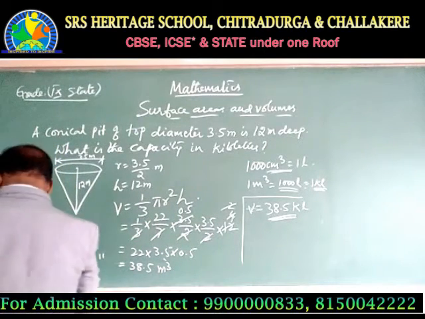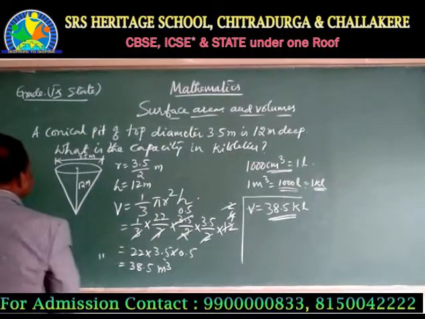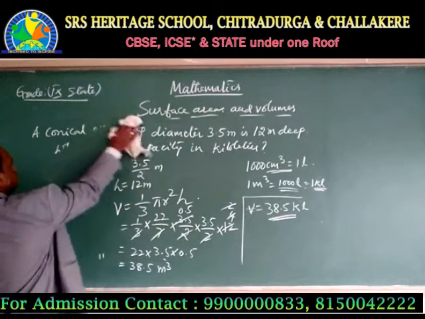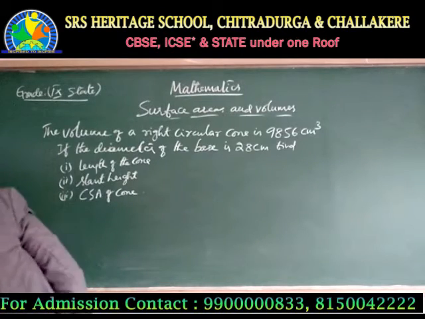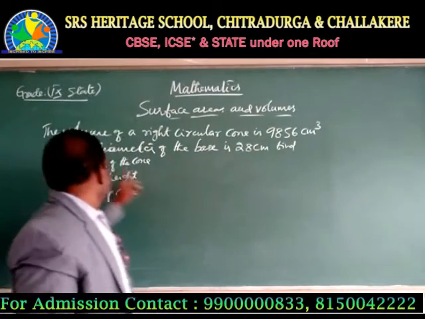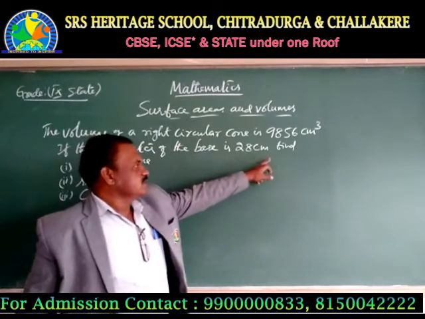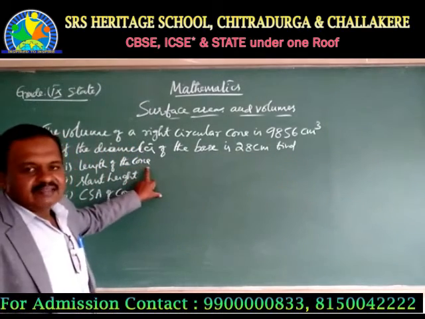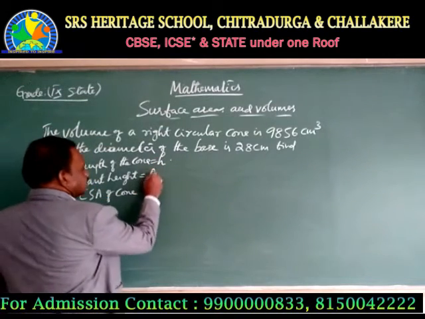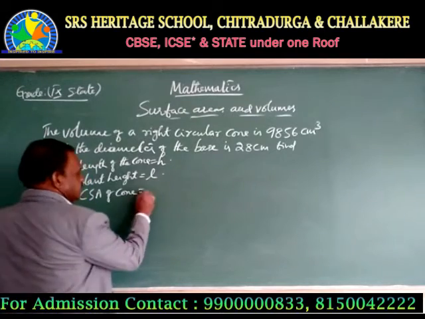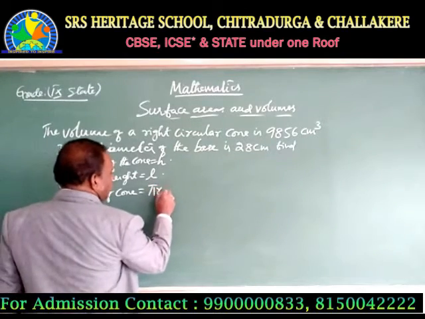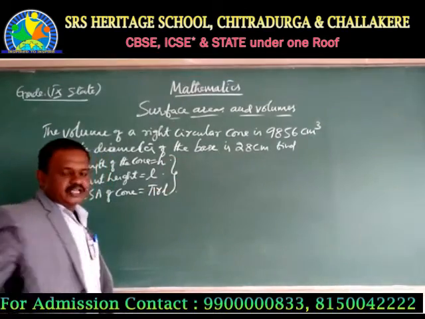Let us take another problem also related to the same surface volume of a right circular cone. See, the volume of a right circular cone is 9856 centimeter cube. If the diameter of the base is 28 centimeter, find the length of the cone. So length is nothing but height h, slant height, that is L, and CSA. What is the CSA, curved surface area of a cone? That is pi r L. We have to find out these three.